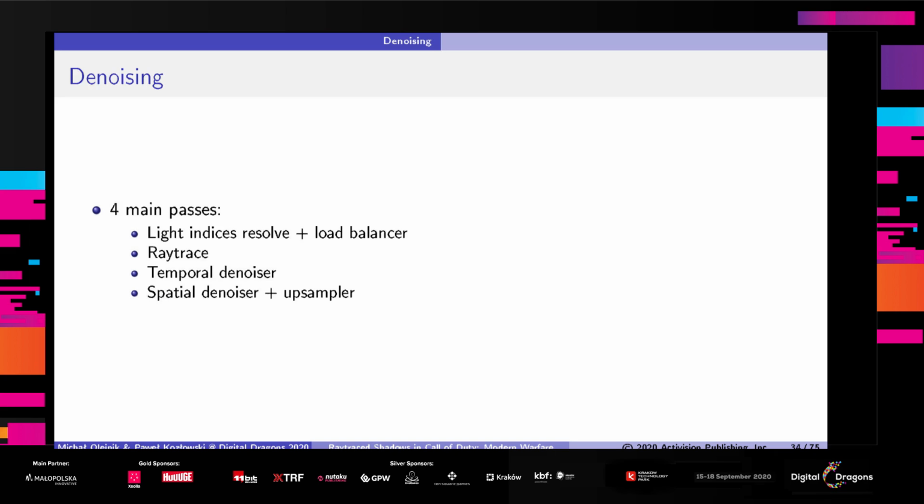Here you can see the high-level outline of our whole GPU side implementation. There are 4 main passes. First, we resolve the light indices from our light culling system and do load or ray balancing. This information is fed into the raytraced pass that we discussed before. After that comes temporal reprojection and accumulation pass. At the end, we do a spatial blur and do an integrated upsampler in the same pass.